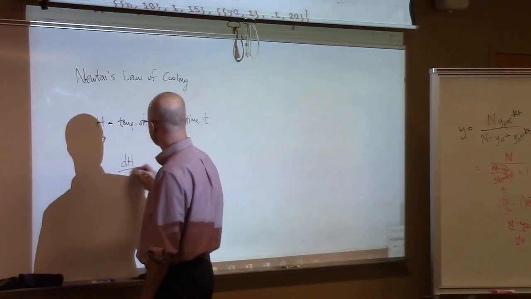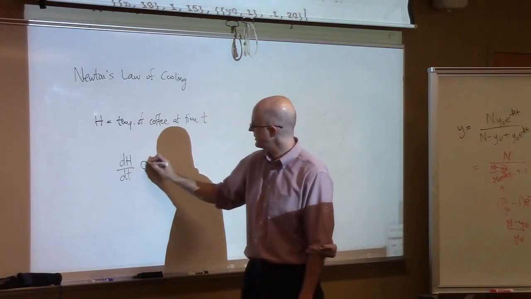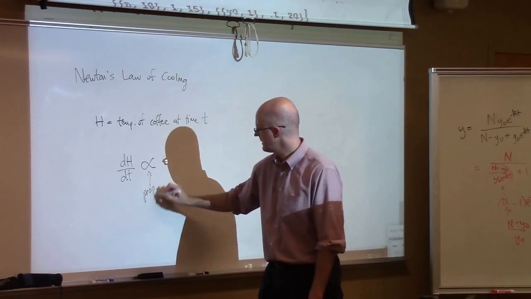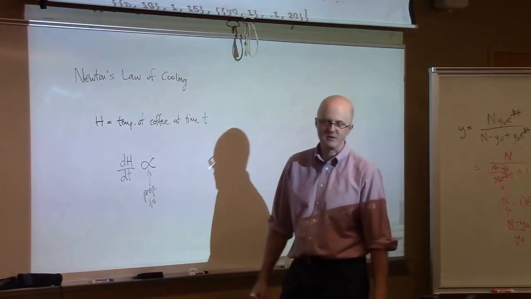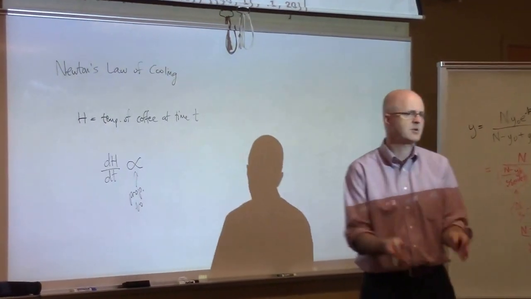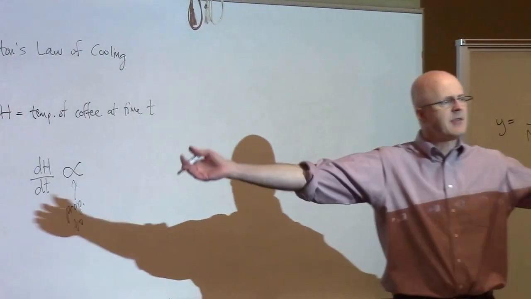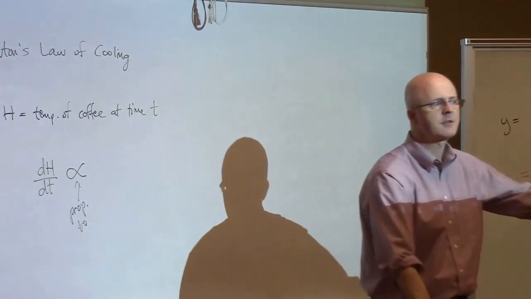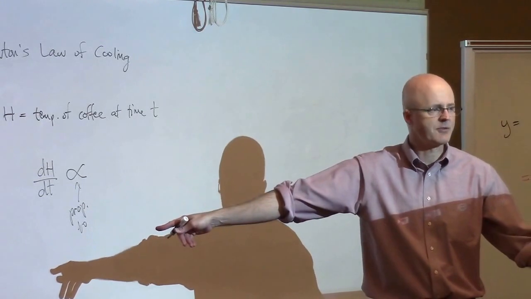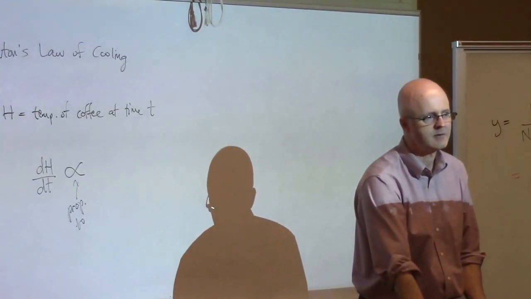It should seem reasonable that the rate of change of H with respect to time should be proportional to, that means proportional to, what? How about the difference between the temperature of the coffee and the ambient room temperature? The greater that difference, the hotter the coffee is initially, the greater dH/dt is in absolute value. The faster it's going to cool if it's really hot.